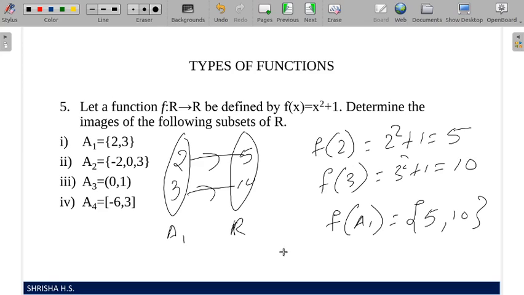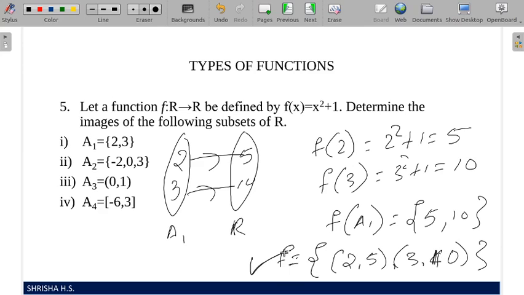And also we can write f equal to (2, 5), (3, 10). So this is also valid. This is also how you can represent the result you got. So these are the two representations. Write both representations, so it will impress the evaluator, so that you know the answer properly.